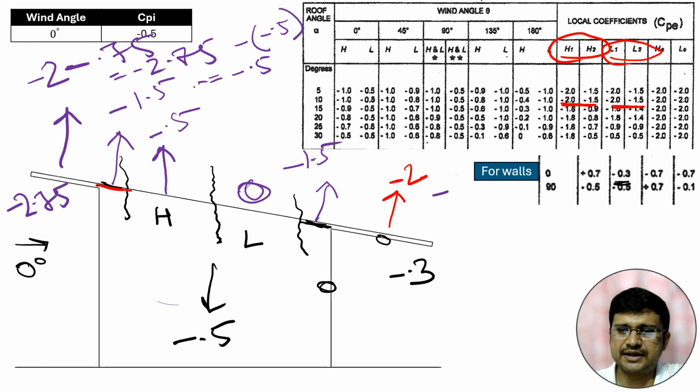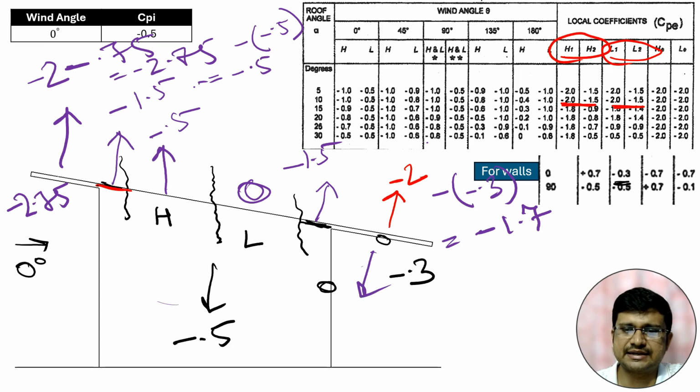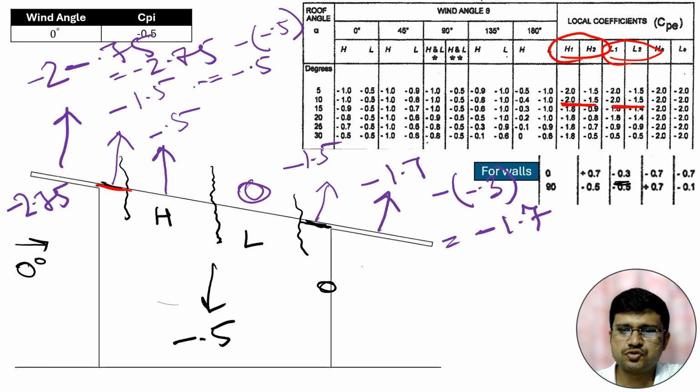Minus 2 minus minus 0.3, so it will be minus 1.7. Because minus 2 is acting in this direction, minus 0.3 is acting in the opposite direction, so these two will balance each other. So it will be minus 1.7. This is the calculation of CPE minus CPI when CPI is minus 0.5 and wind angle is 0 degree.